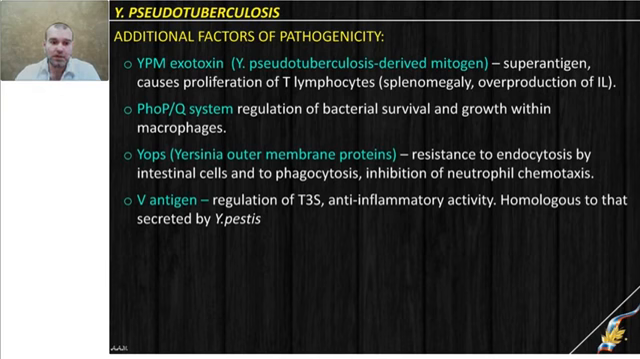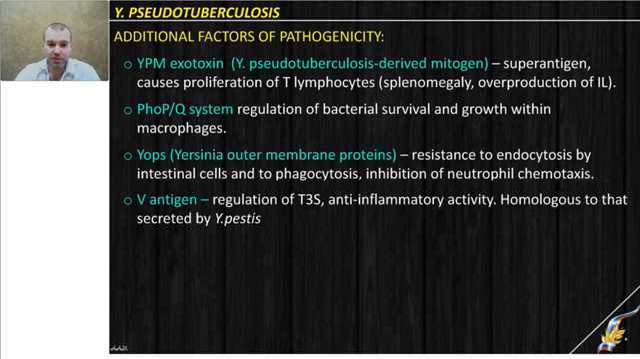And the second bacteria is Yersinia pseudotuberculosis. Again, it is an enterobacteria, and all factors of pathogenicity are applied. Some additional factors are absent in other Yersinia. It is YPM exotoxin. It is a superantigen toxin, again causes non-specific proliferation of T cells and release of massive cytokines. It can lead to splenomegaly.